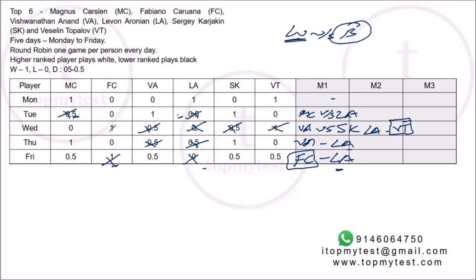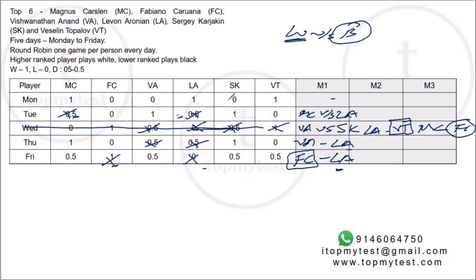So the third match on that day will be FC versus MC, and MC lost. MC will play with white. FC will beat MC. Right, so we have taken care of Wednesday throughout. Now let's look at Monday for LA. LA has played VT. The only person left is basically SK. So on Monday, LA plays SK.